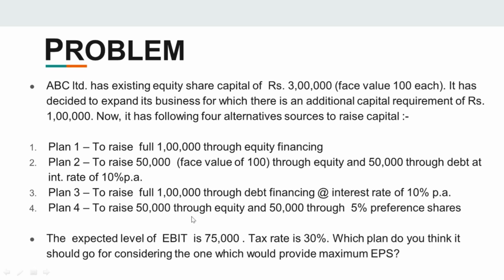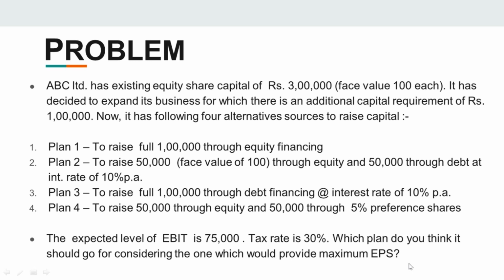So, all this information is being provided, and the expected level of EBIT by the business is 75,000. So this is the level of profit which is expected by the business. The tax rate prevailing is 30%. Now the question is, which plan do you think it should go for, considering the one which would provide maximum EPS? So 4 plans, as you can see, are given.